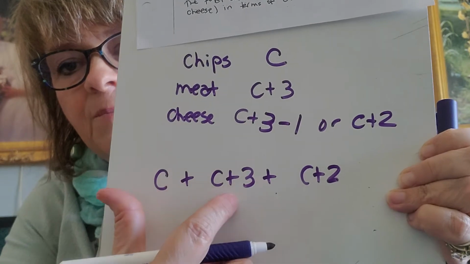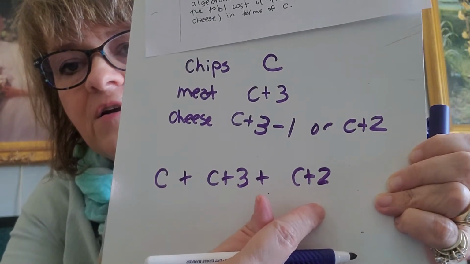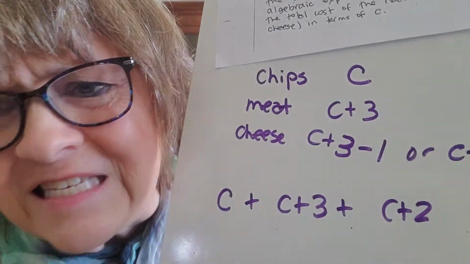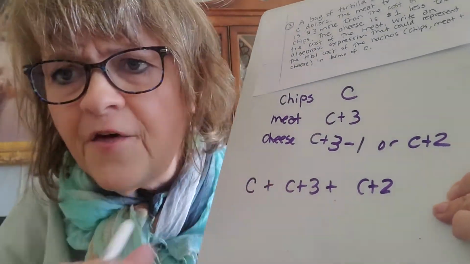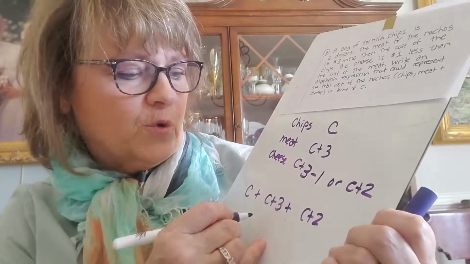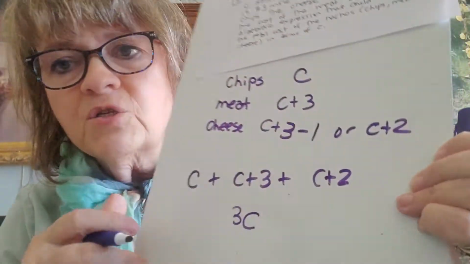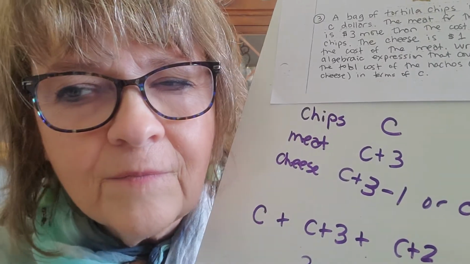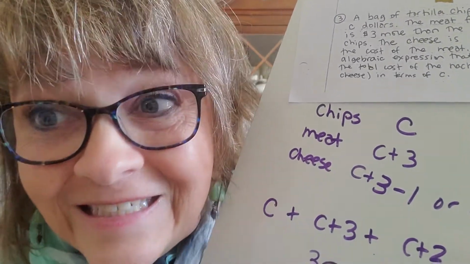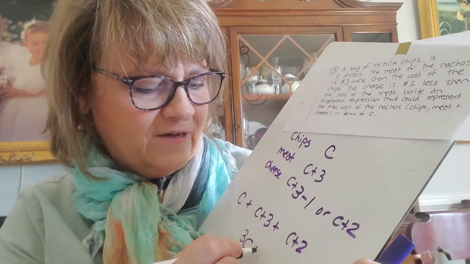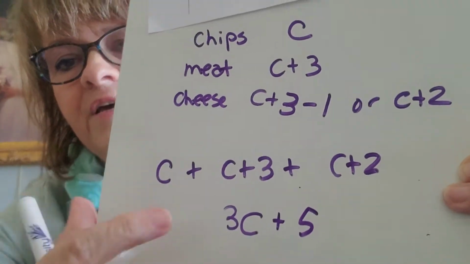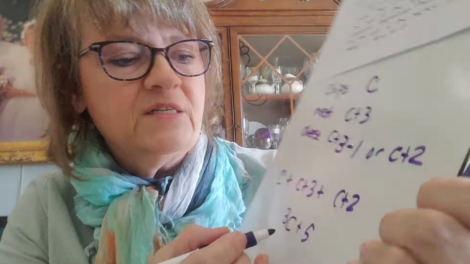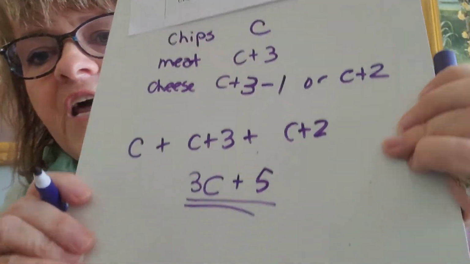Chips. The meat is here. The cheese is here. Now that looks silly. Look at all those like terms. I have all those C's. A C here, another C, another C. How many C's? 3 C's. I also have a 3 and a 2. 3 plus 2, what does that make? Yes, 5. And again, we've got to keep it separate. These have C's. This 5 does not. Keep it separate. This is the total cost of the nachos.